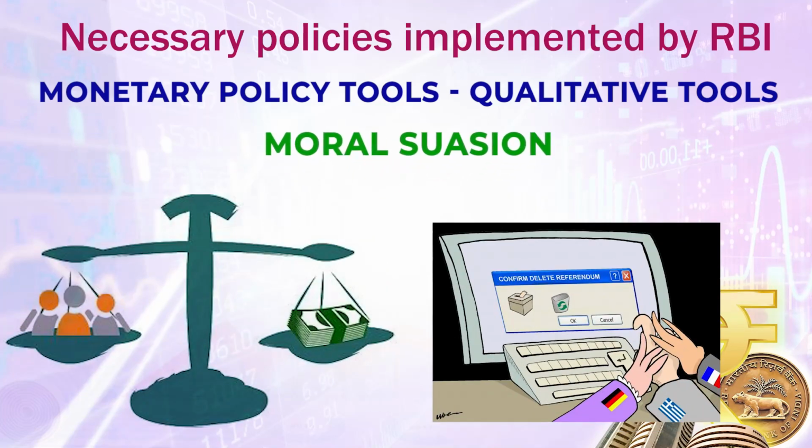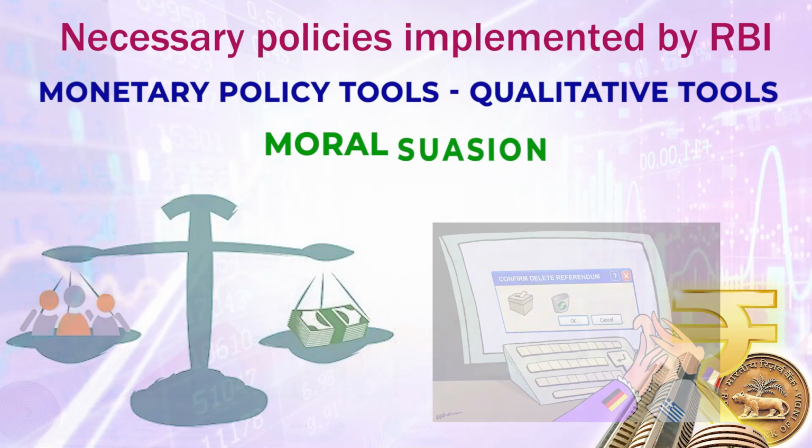And there is moral suasion. This is the persuasion of borrowing money from the commercial bank by the customer. If there is an increase in the rate of interest, again the customer will not be able to take a loan from the commercial bank for more purchases. So the purchasing power will decrease, the supply of money in the economy will decrease, and there will be control over the price rise in the overall economy.